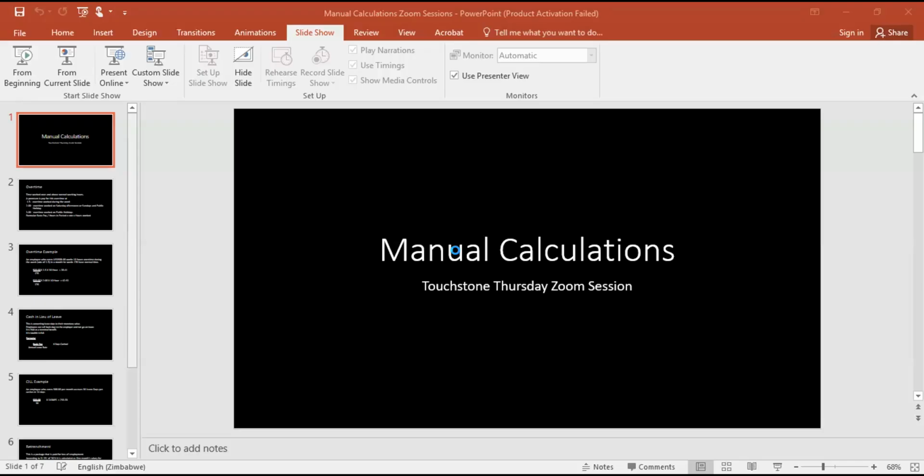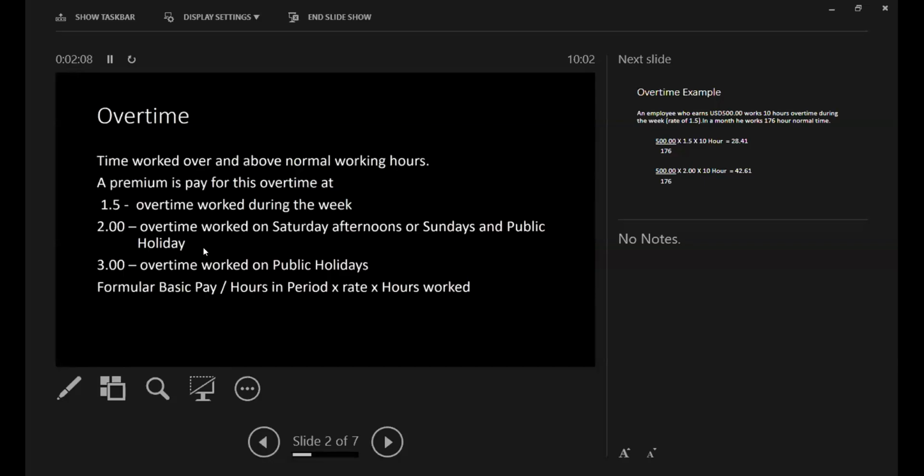Let us start. Our manual calculations, basically we are saying these are calculations that are done by the system, but it's also good for you to be able to calculate on your own. Some of you may already know these calculations. They are simplified, but it's good just for us to touch base on them and make sure that we all understand how the payroll is actually doing these calculations for you. So let's look at the very first calculation we want to look at today. The first one is your overtime.